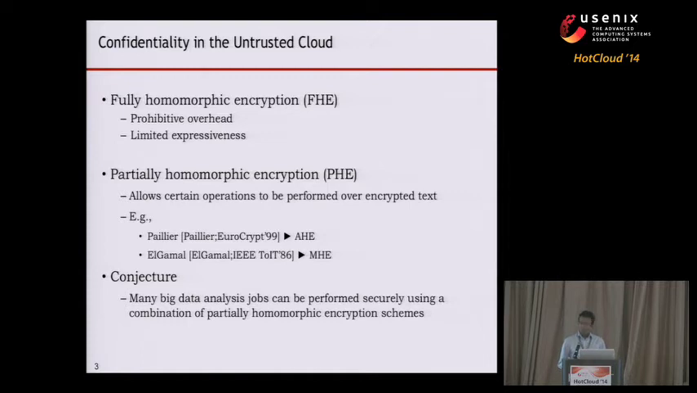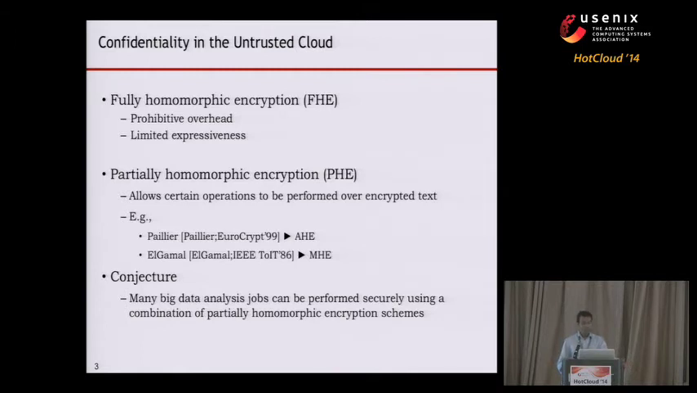To talk about partially homomorphic encryption and how it differs from fully homomorphic schemes, a partially homomorphic crypto system allows you to perform a certain kind of operation over encrypted data. For example, the Paillier scheme allows you to perform additions over encrypted text, but not multiplication. Similarly, ElGamal or even unpadded RSA allows you to perform multiplication, but you can't perform addition.